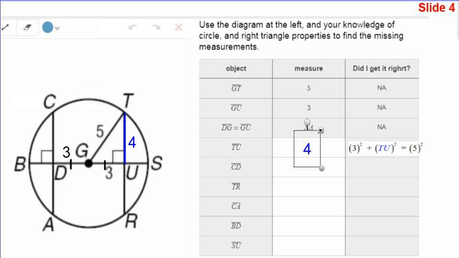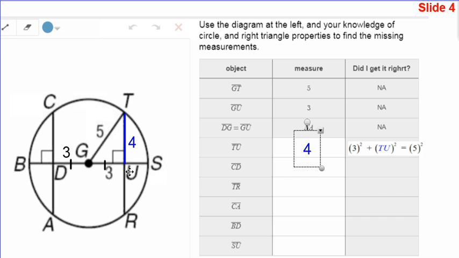Knowing that, let's see if there's other things that we know about our circle. So TU is part of the chord TR. And we know that we've got the right angle here. Well, GU belongs to part of the radius of the circle, GS. And since it's perpendicular to our chord, we know it has to bisect the chord. So TU should be the same length as RU, which means that it would be 4 units as well.